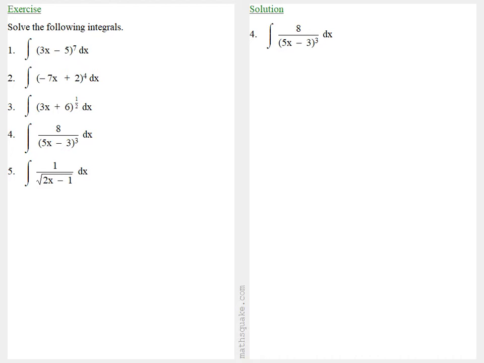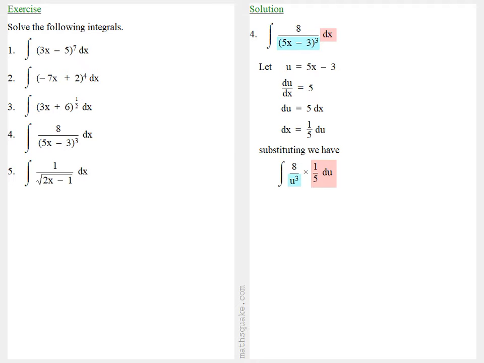In number 4 we have the integral of 8 over (5x - 3)^3 dx. Well, let u equal what's in the brackets, so u = 5x - 3. So if we differentiate, du/dx is equal to 5. So du is 5 dx, and if we divide by 5, dx is 1/5 du. Now if we substitute, the 8 over (5x - 3)^3 becomes 8 over u^3, and the dx becomes 1/5 du.